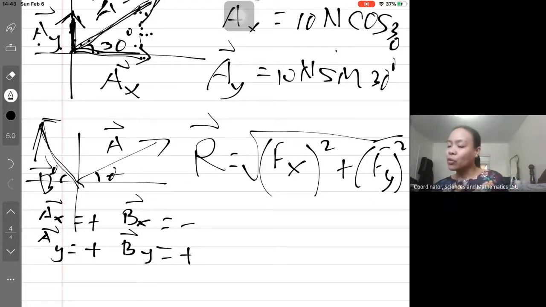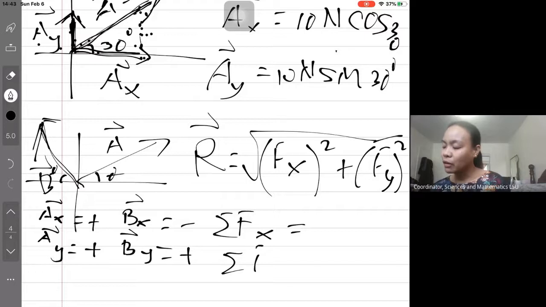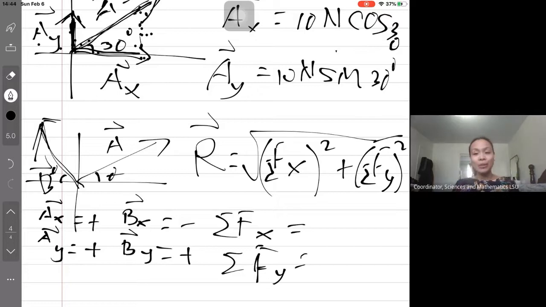Okay, so get the summation for all the x-axis, and get the summation of all the y-axis. Summation, what do you mean by summation? You just add. All right, so by the way, that is summation and that is summation, sorry. Okay, so you can get now the resultant vector.